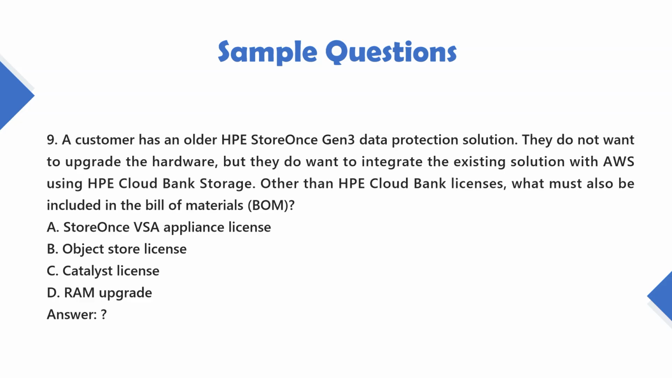9. A customer has an older HPE StoreOnce Gen 3 data protection solution. They do not want to upgrade the hardware, but they do want to integrate the existing solution with AWS using HPE Cloud Bank Storage. Other than HPE Cloud Bank licenses, what must also be included in the Bill of Materials, BOM? A. StoreOnce VSA appliance license. B. Object Store license. C. Catalyst license. D. RAM upgrade.